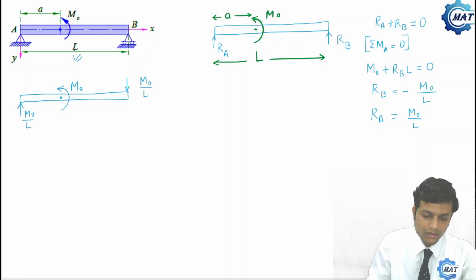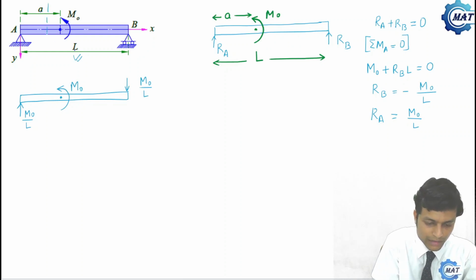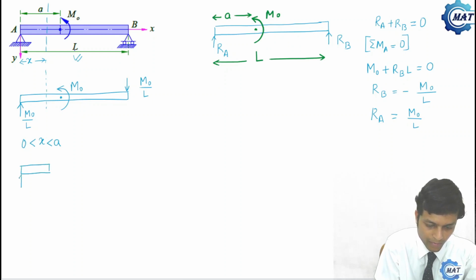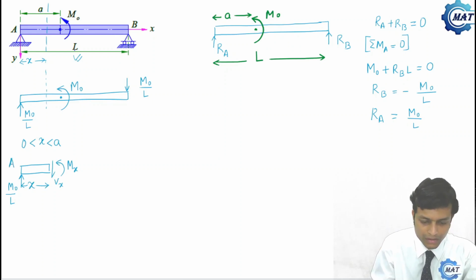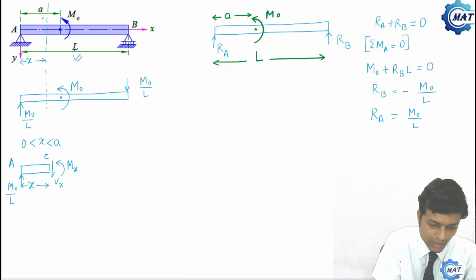Now we have to take a section at X. Say this is the X, and here the limit of X is X greater than 0 less than A. Then the section will be like this: M0 by L, shear force is Vx and bending moment is Mx, and this distance is X. This is point A, and say this is C.